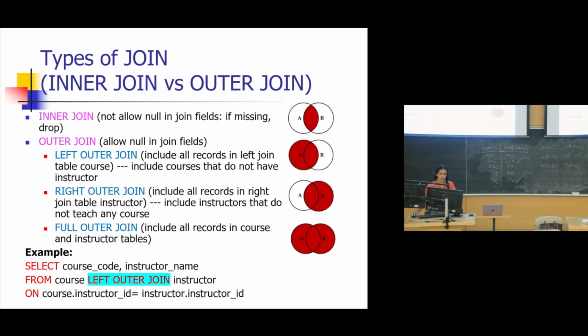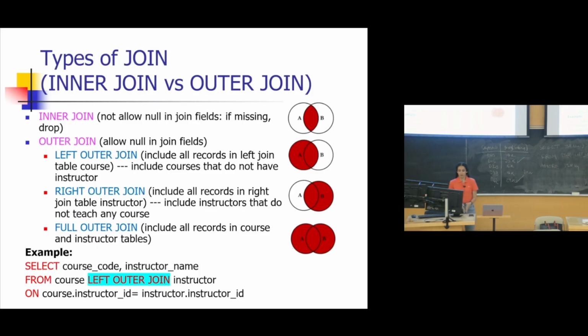So, as you can see here, this is the left join, this is the right join, and this is the meaning of which table is on the left, which table is on the right. And full outer join is just when you want to have everything in both tables. Okay. So, for example, you may want to select course code, instructor name from course left outer join instructor, right? We are joining the course table with the instructor table on course instructor ID equal to instructor ID, because instructor ID is the foreign key, the common attribute, and that's the way that we link the tables.